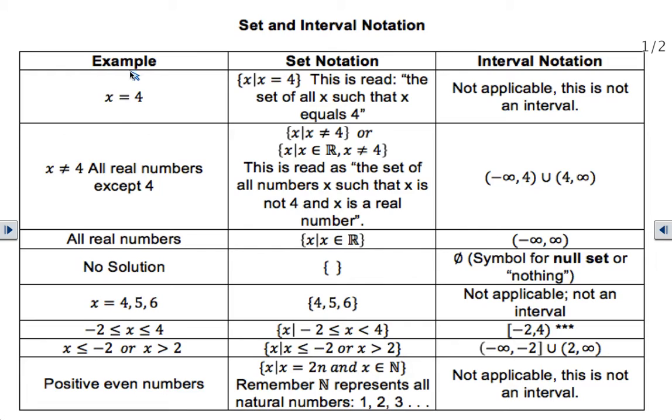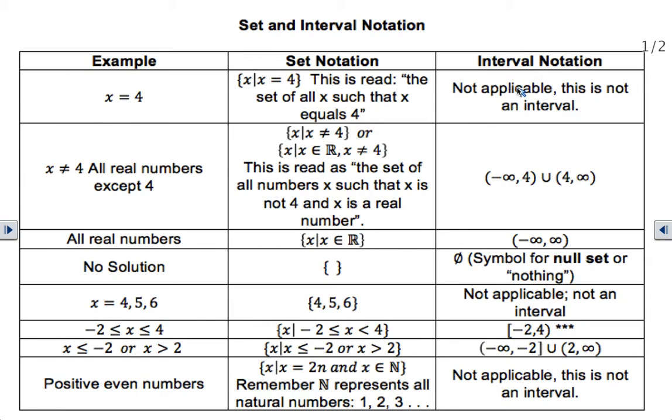For instance, if your formula is just x equals 4, you can put the domain as x such that x equals 4. This line right here just means such that, and then these little squiggly things, I like to call them sideways mustaches. I think they're called braces or something like that. I don't know. I prefer to call them sideways mustaches.